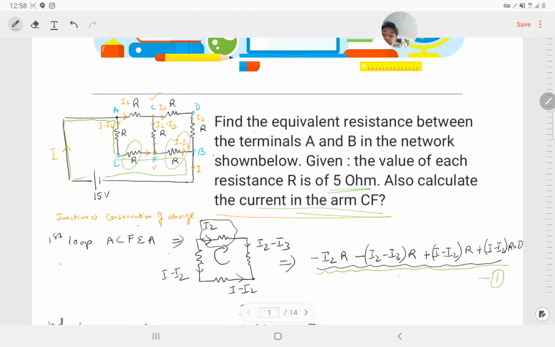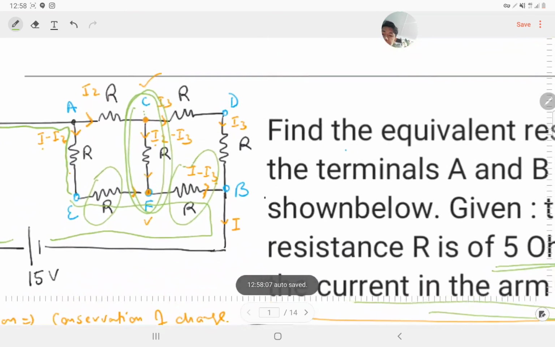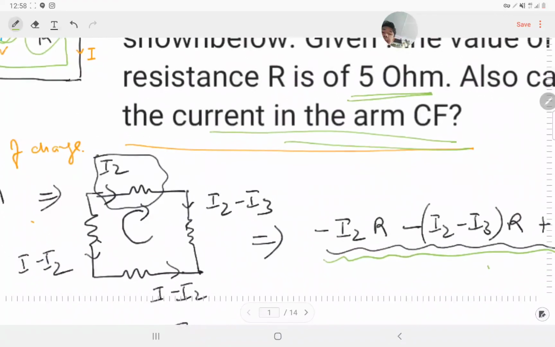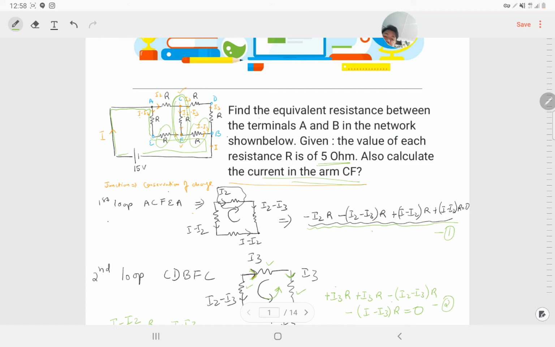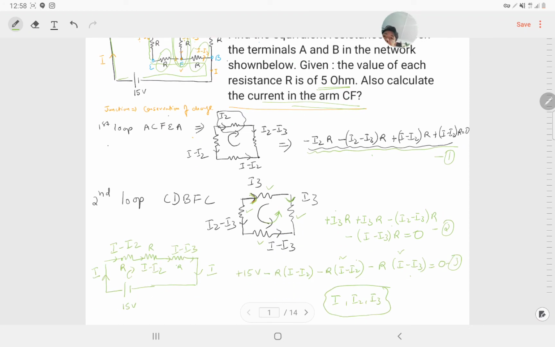Okay, so these three variables can be found, and then what needs to be found is the current in the arm CF. This junction is CF. Okay, so the current in CF junction is I2 minus I3. So after finding the value of I, I2 and I3, you can easily find the value of I2 minus I3. Okay, simple. In that way we can find the values.